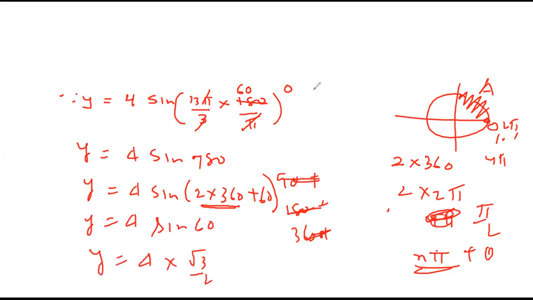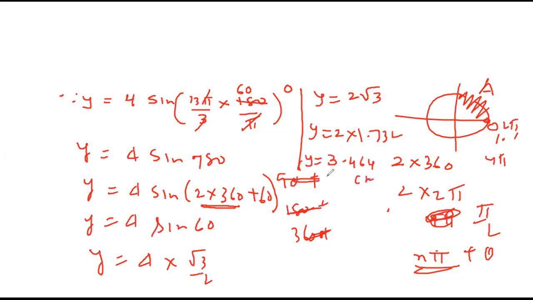So y will become 2 root 3. Root 3 is 1.732. So y will become 3.464 centimeter. So this is displacement at distance of 50 centimeter after time 0.1 second. Copy till this.